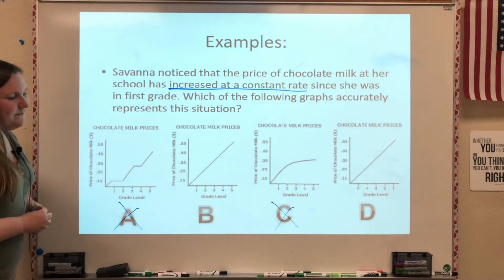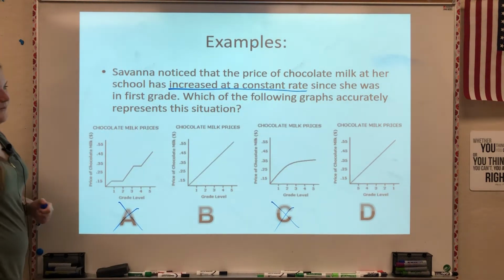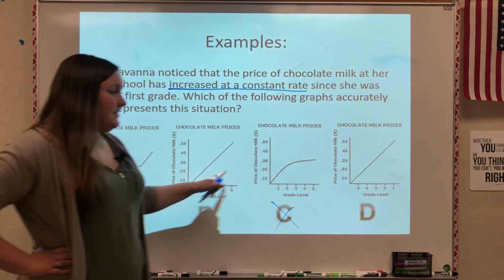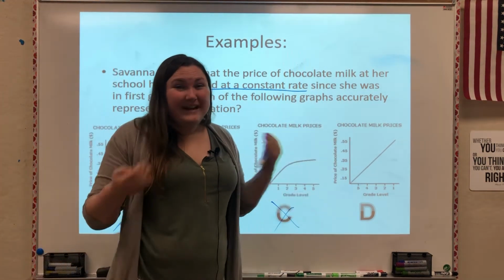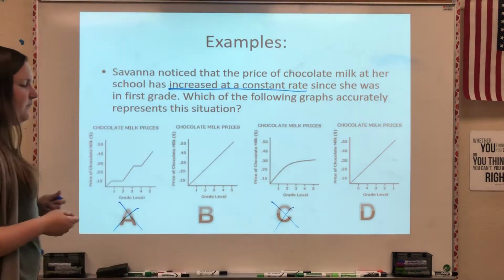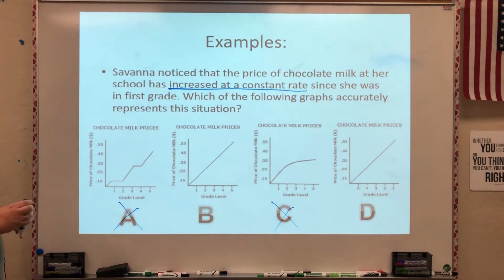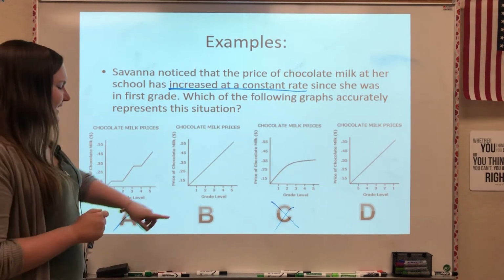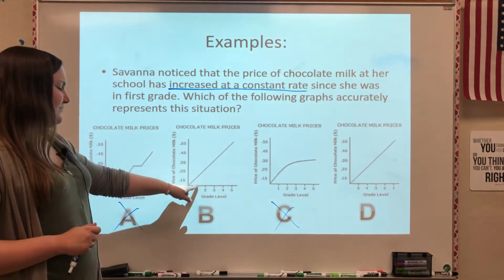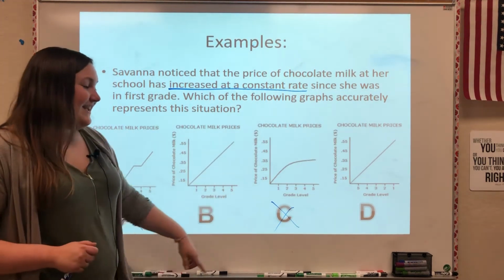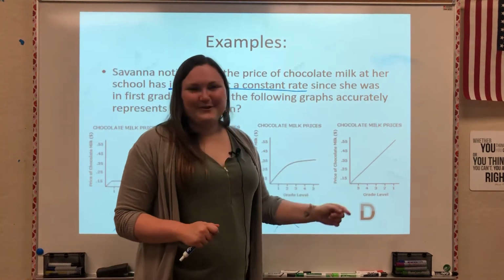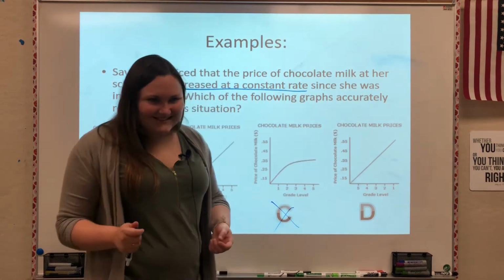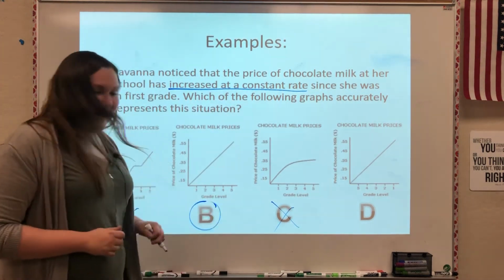That leaves us with B and D. In order to figure out which one is correct, they look pretty similar, so I'm going to want to know what is different between the two of them. What's the difference between graph B and D? Well, if I look at the grade levels, graph B says 1, 2, 3, 4, 5, and graph D says 5, 4, 3, 2, 1. Which one makes sense? Graph B does.